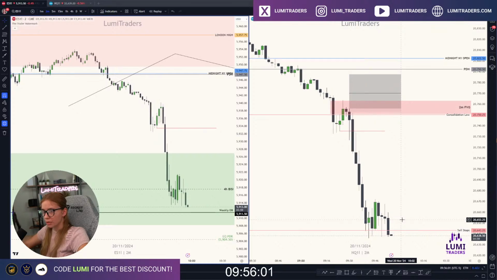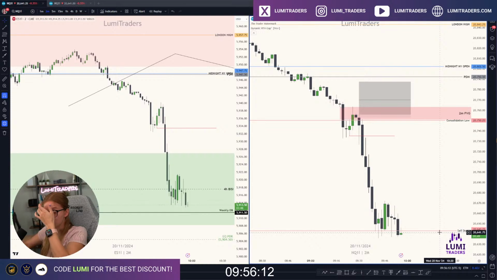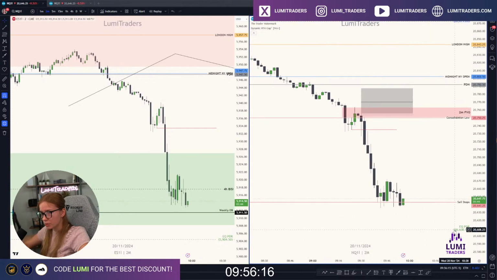Do you use new week opening gaps? Honestly, I only use the current new week opening gap. I don't use previous ones, but there's nothing wrong with this. You can use this, everything works. Too close to equilibrium of previous range, so let's see.